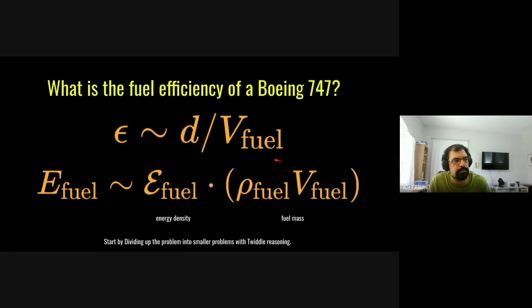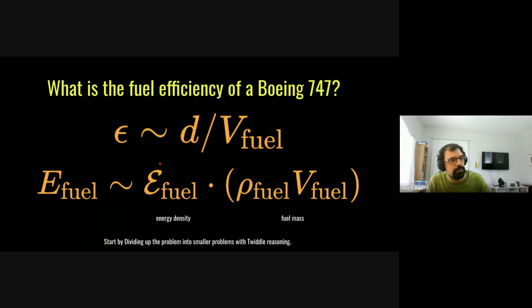So I can make further progress. I don't know what volume of fuel a Boeing 747 uses to fly some distance, but I can at least say other things about the volume, because I know that some volume of fuel times the density of the fuel, times the energy density, the amount of energy released per unit mass of the fuel, gives the total amount of energy. If I knew those things, I could tell you the total amount of energy. Why is that useful? Because the total energy is something we do have some reasoning about. We were just talking about drag and the energy used in drag.